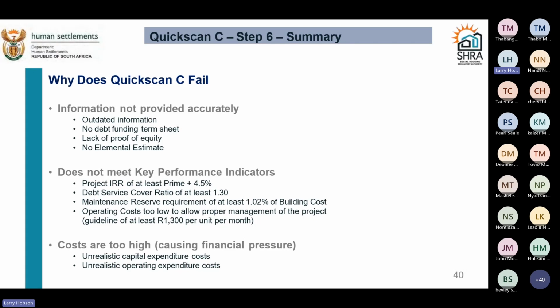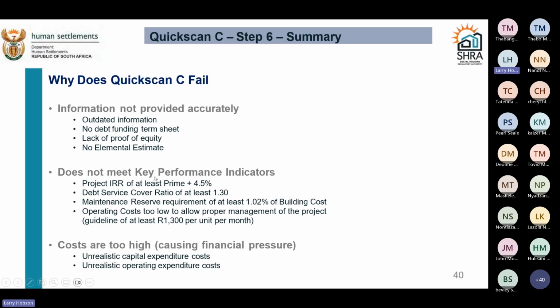So these are the reasons: outdated information, the debt funding term sheet might not be there or not be complete, lack of a proof of equity. Remember we said you've got to prove that it's your own equity, it's not borrowed equity, or there's no elemental estimate. So that's in terms of information provision. If you've submitted a full application and you've done your checklists, you shouldn't have a problem with these because you would have checked that your information is all there.